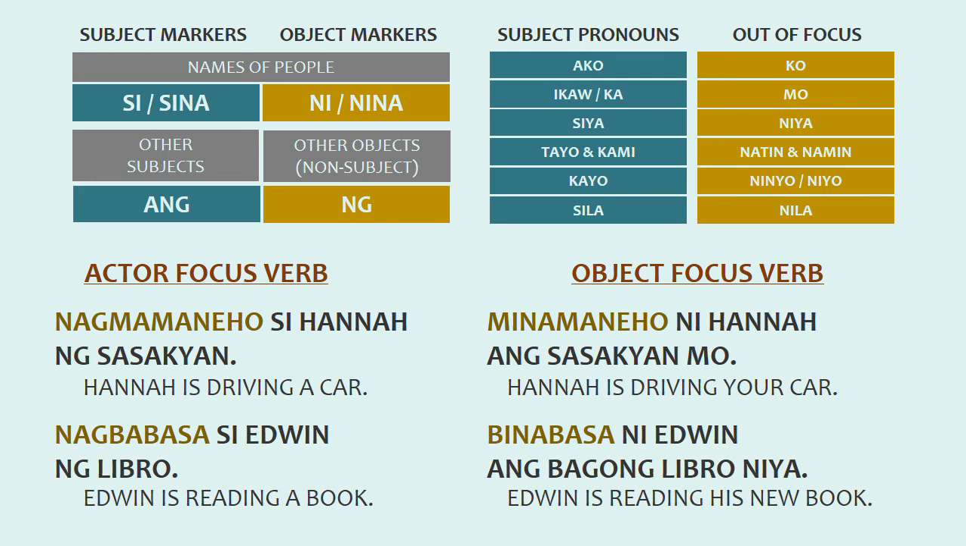And for our last two examples, you can see that we used si for Hannah and Edwin when using the actor-focused verbs to show that they are the subjects, and nang for the receiver of the action. But when we use the object-focused verbs, we use ni for Hannah and Edwin because they are not the subject this time. And then we used ang for the receivers of the action to show that they are now the subject of these sentences.